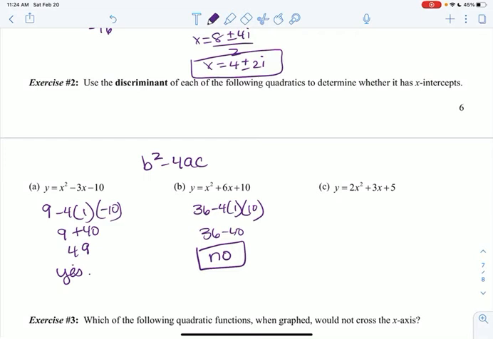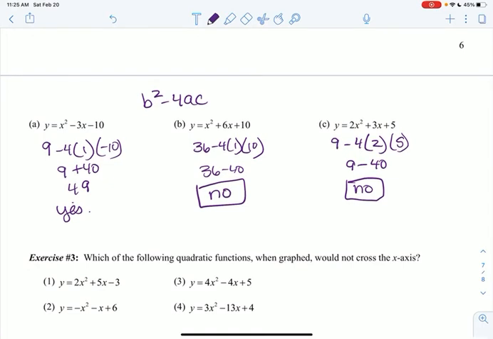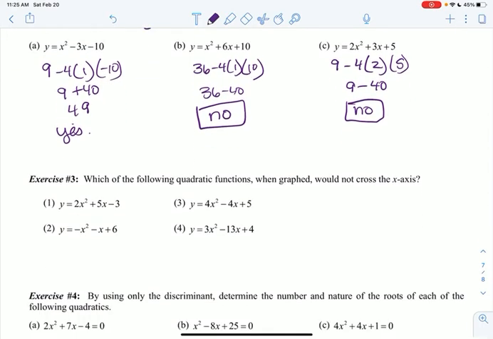And the last one here, b squared, 3 squared is 9 minus 4 times a times c, and 9 minus, that's 8 times 5 is 40. Again, no. So if the roots are imaginary, there's no x-intercept. That's important to remember. All right, exercise 3. Which of the following graphs would not cross the x-axis? So basically, I'm looking for something that has imaginary roots. So I'm looking for a number under the radical that is negative. That's what I'm looking for. I'm looking for a discriminant that is less than 0.